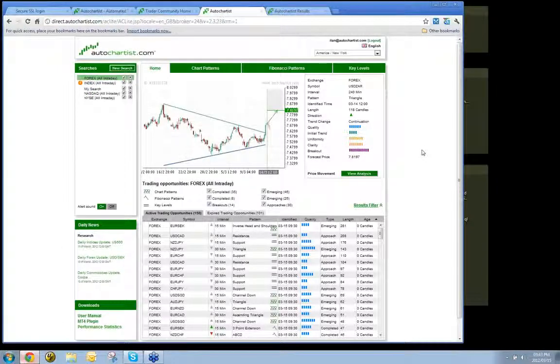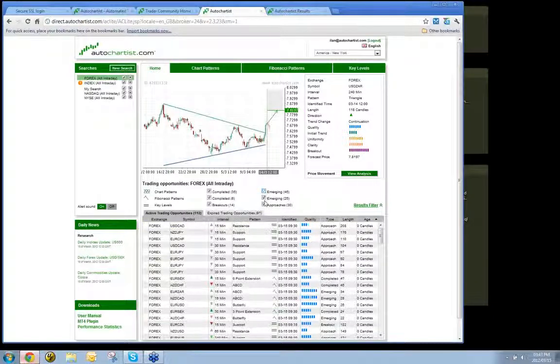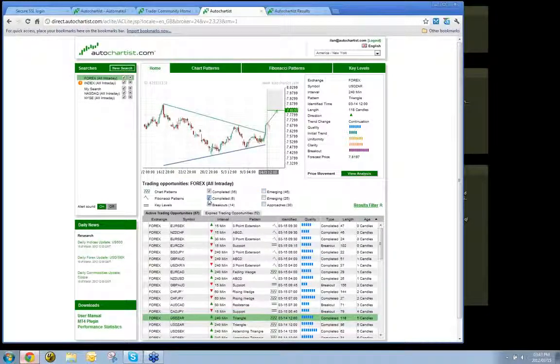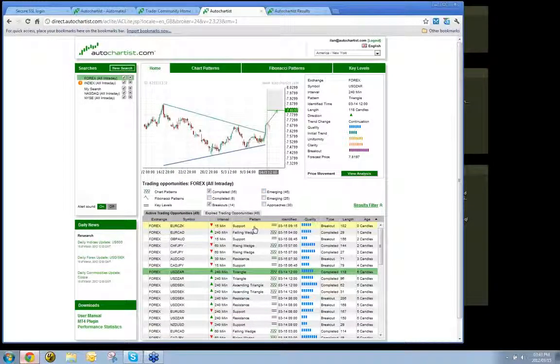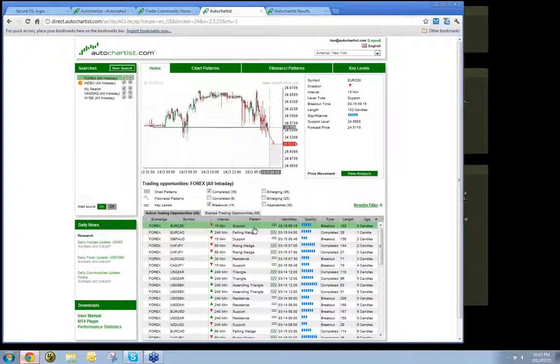But what I can tell you is that Autochartist does quite well. Actually, I don't want to say Autochartist. I want to say technical analysis or support resistance level theory does quite well on horizontal levels. That doesn't necessarily mean that we're talking about only the key levels product. That also means things like, let me uncheck some of these, support and resistance levels, but also things like ascending triangles and descending triangles.